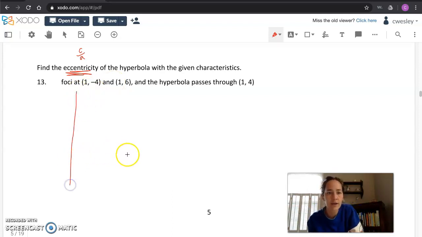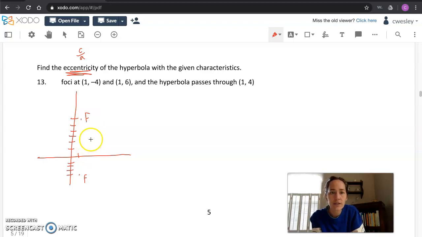So you have foci that are directly one above the other. At 1, -4, focus, and then up at 1, 6. Okay. So what does that tell us? Well, it tells us in the standard form equation that y's would be part of the positive fraction. It also gives us the center. The center is right in the middle. So center is going to be at 1, 1, I believe, which is equidistant between the two foci.